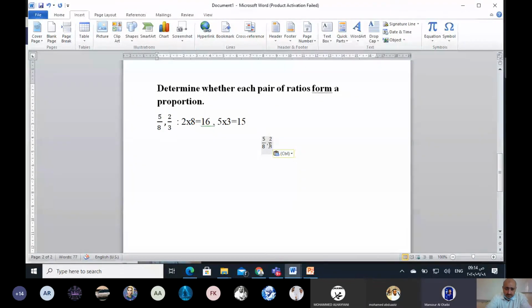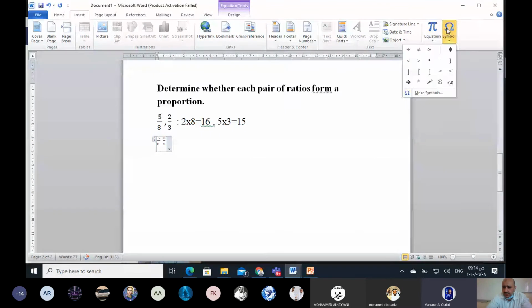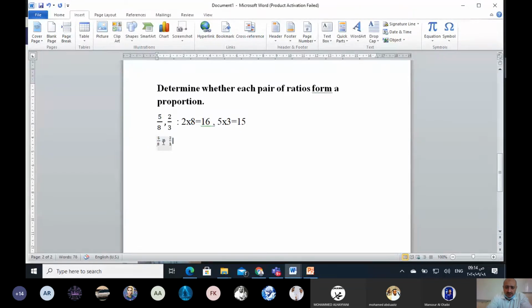Mister, it's non-proportional. Why? Because the numbers don't match. Great. So we have here a different answer, which means we have a different ratio. So this is not an equivalent ratio. So I don't have a proportion here. So here, non-proportion.